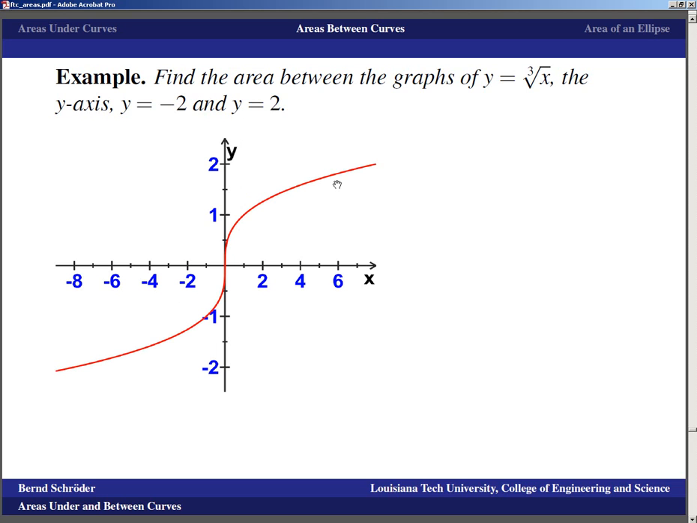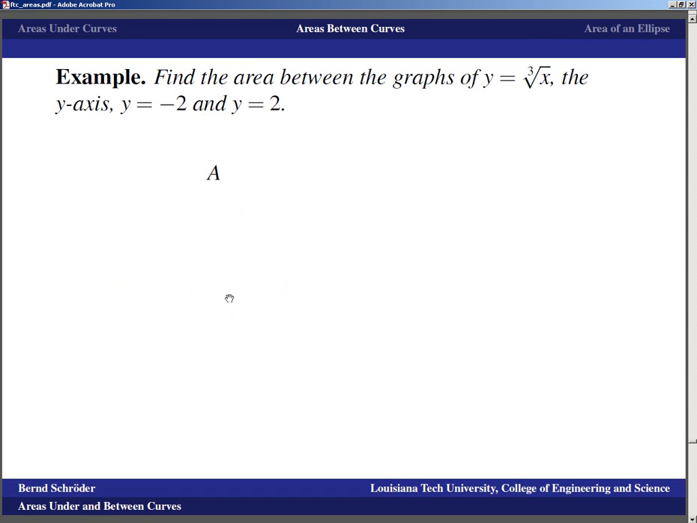here's the third root of x, that's just fine, but this time we're interested in the area between the graph and the y-axis. Now you can just tilt your head sideways and realize that all we have to do is integrate along the y-axis, so we would need a dy integral, and everything will work exactly the same way. So let's go ahead and do that.